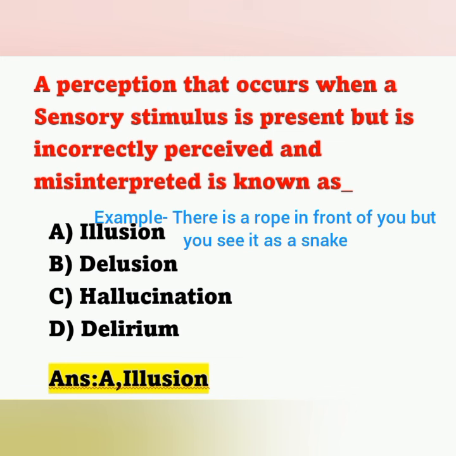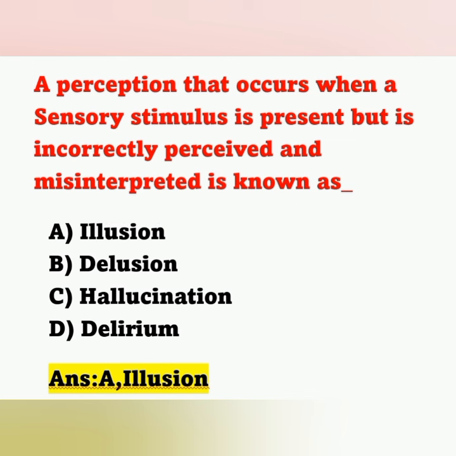One example I will tell, then we'll get the point easily. A rope is present in front of you, but you are perceiving the rope as a snake. That is misinterpreting or perceiving incorrectly. That is known as illusion.